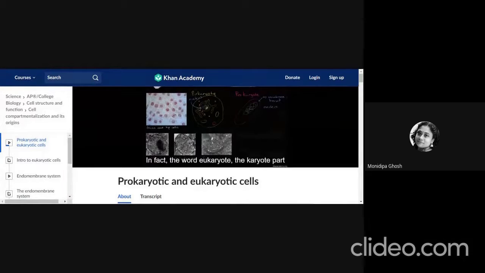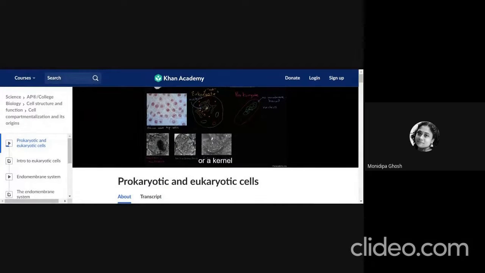In fact, the word eukaryote, the karyote part, comes from the Greek for nut or kernel. So this is referring to a nut or a kernel, while prokaryote means before the nut or kernel. You could think of the nut or the kernel as the membrane-bound structure, especially the membrane-bound nucleus over here. But that's not all. Eukaryotes will also have other membrane-bound structures that you will not see in prokaryotes. For example, you will tend to see mitochondria in a eukaryotic cell, both plant and animal cells, but you won't see it in a prokaryotic cell.